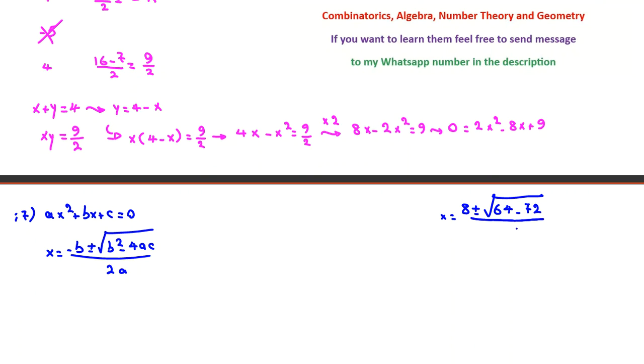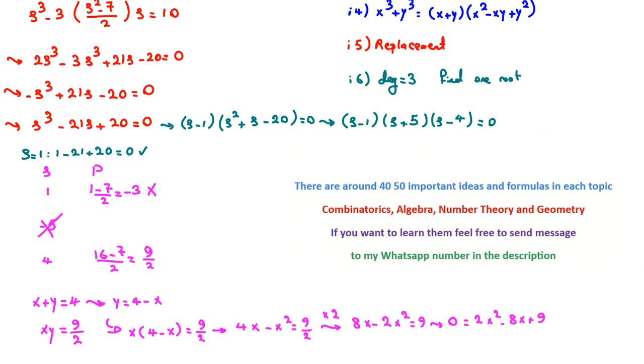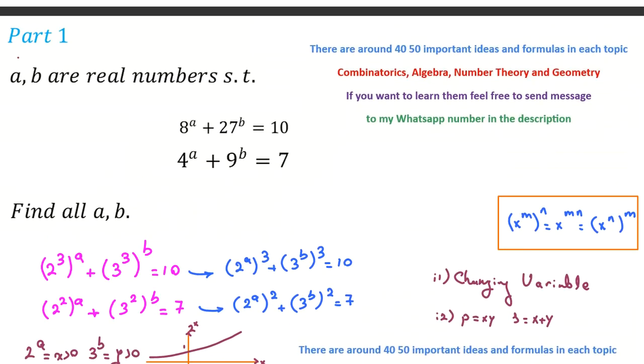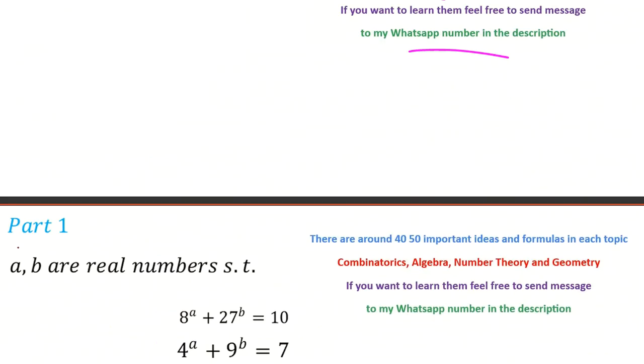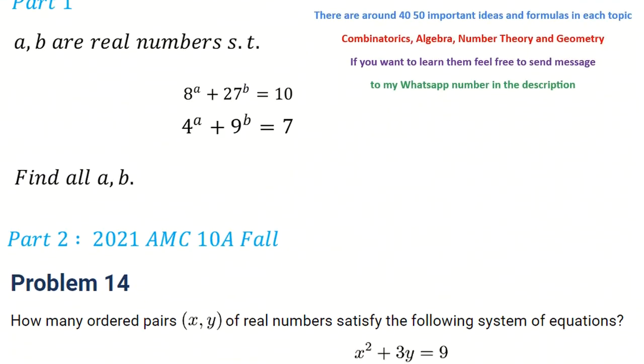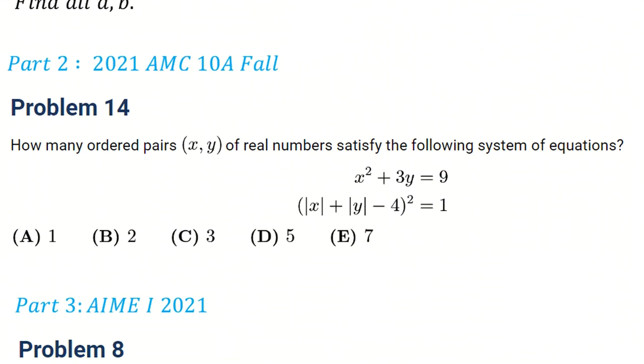So here we will see it's not possible. Because 64 minus 4ac, it's negative inside the square root. We call it the discriminant. So we don't have any answer for x. So this problem doesn't have any solution in real numbers. Okay, it was part 1. Now let's work on part 2.